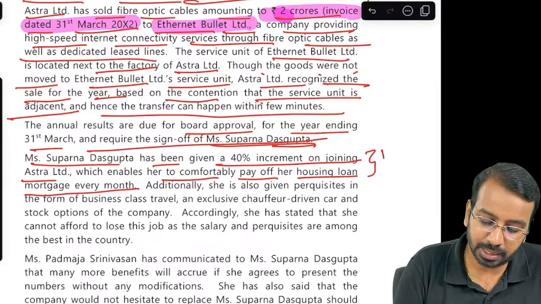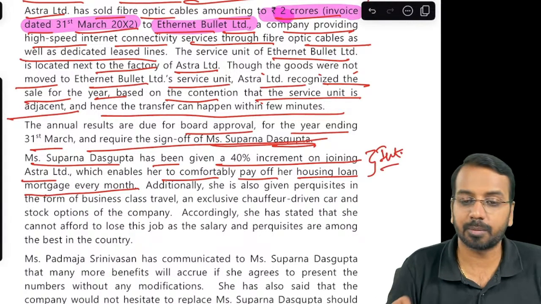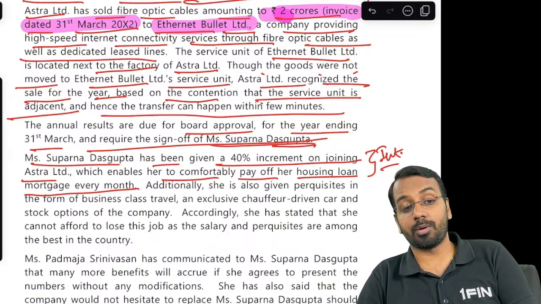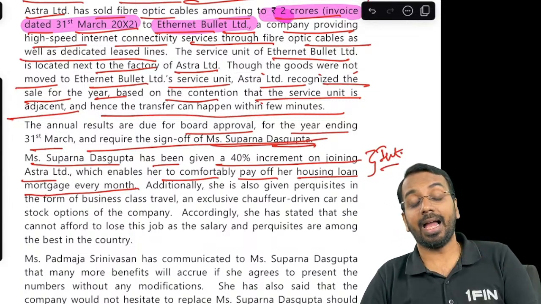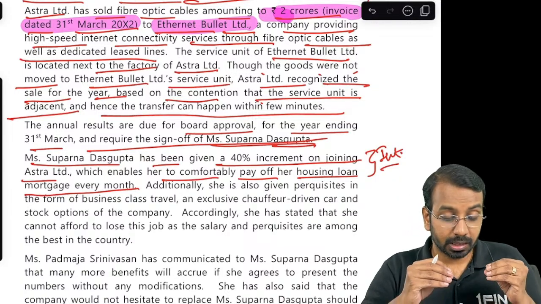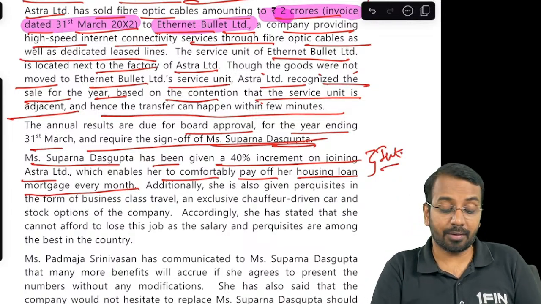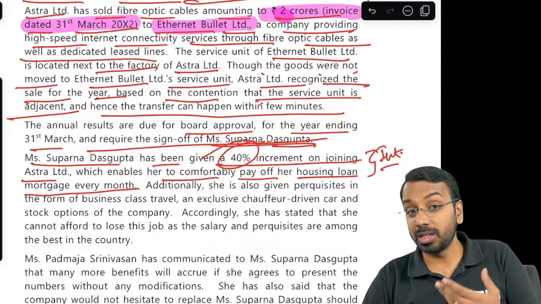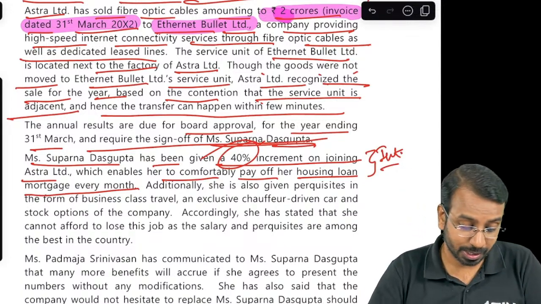Now here there is some kind of conflict of interest. I have joined the company because I have a financial problem. I have joined the company and now can I approve this transaction? Because I have got a 40% increment. If I don't approve of this transaction, maybe I'll be asked to leave the company. Okay, so that is the thing.